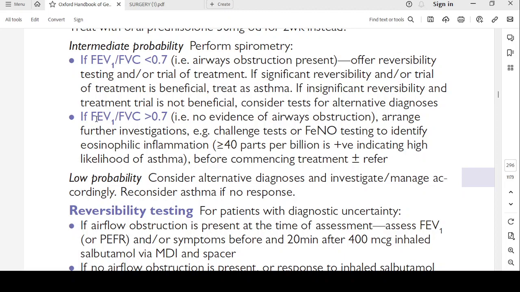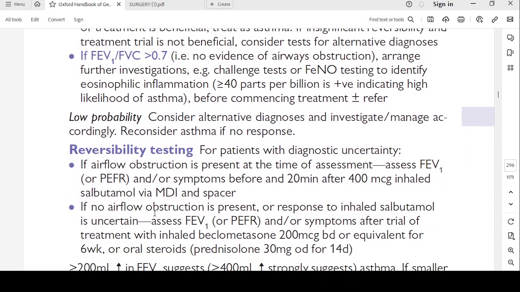If FEV1 by FVC is more than 0.7, no evidence of airway obstruction, arrange further investigations, for example challenge test or FeNO testing to identify eosinophilic inflammation. More than 40 parts per billion is positive, indicating high likelihood of asthma before commencing treatment or referral. Low probability: consider alternative diagnosis and investigate or manage accordingly. Consider asthma if there is no response.